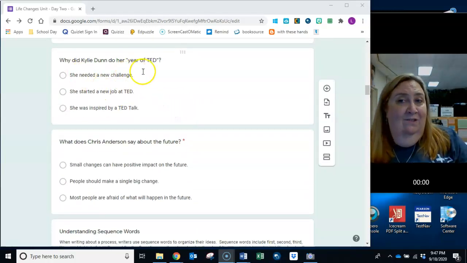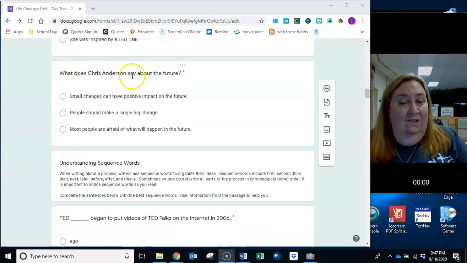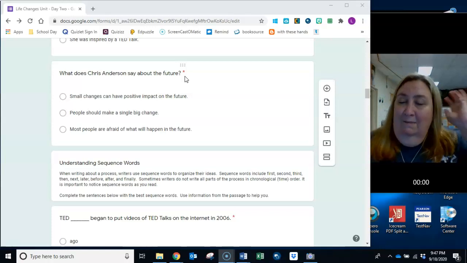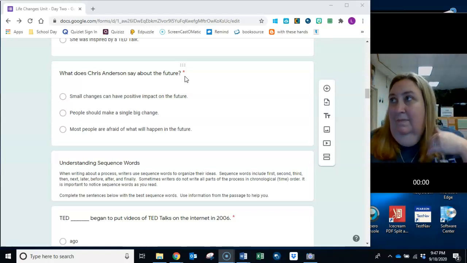Why did Kylie Dunn do her year of TED? Go back and look in the article. It tells you. What does Chris Anderson say about the future? Go back and look in the article. It tells you. Let me say this quickly.